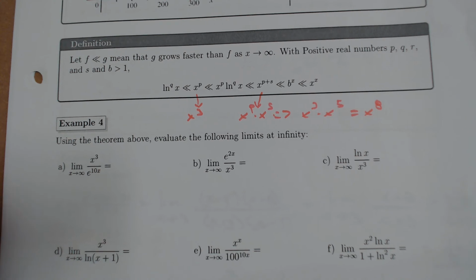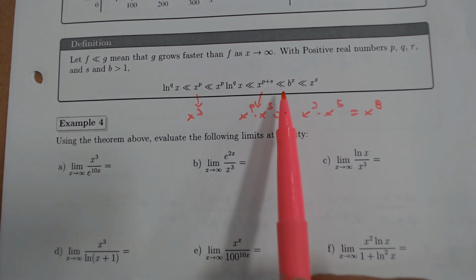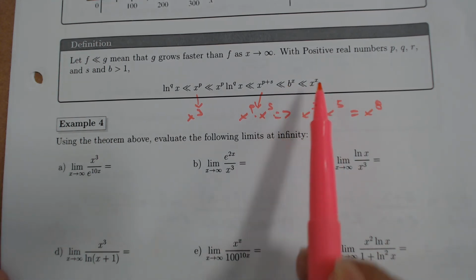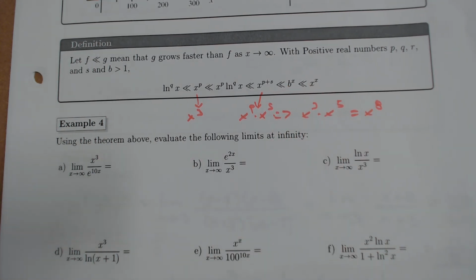Right? Yes? Where will e to the x fit in? The e to the x, it's going to fit in here in the b to the x. Where b is any power: 2 to the x, 5 to the x, any power including the natural exponential value, Euler's number. And of course, the largest one would be x to the x power.